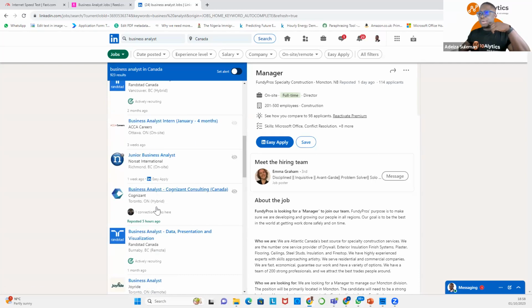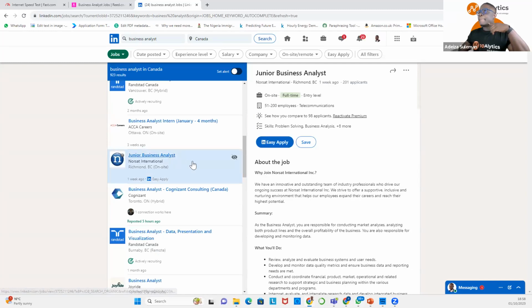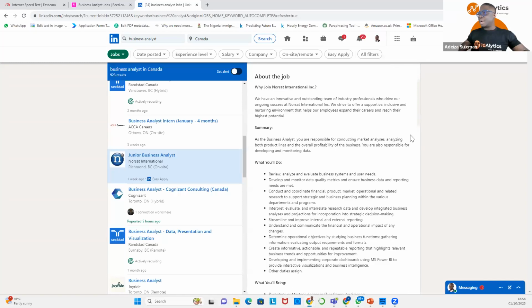This was posted a week ago. This was posted 5 hours ago. So let's click on this, junior business analyst, and let's see the requirements. So this company is in Richmond, British Columbia in Canada. All right. So let's look at the requirements. Okay. So who are they looking for? As the business analyst, you are responsible for conducting market analysis, analyzing both product lines and overall profitability of the business. You're also responsible for developing and monitoring data.